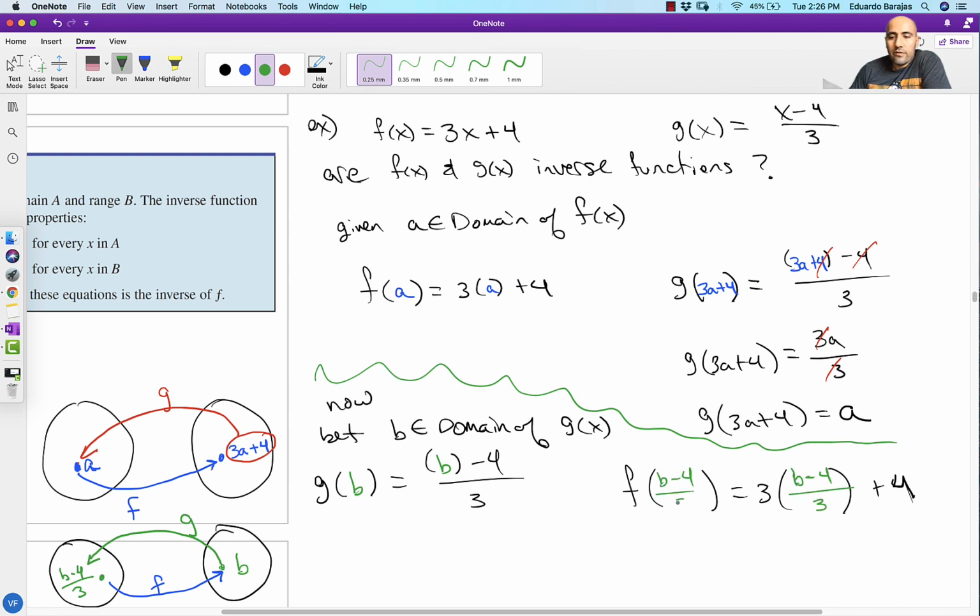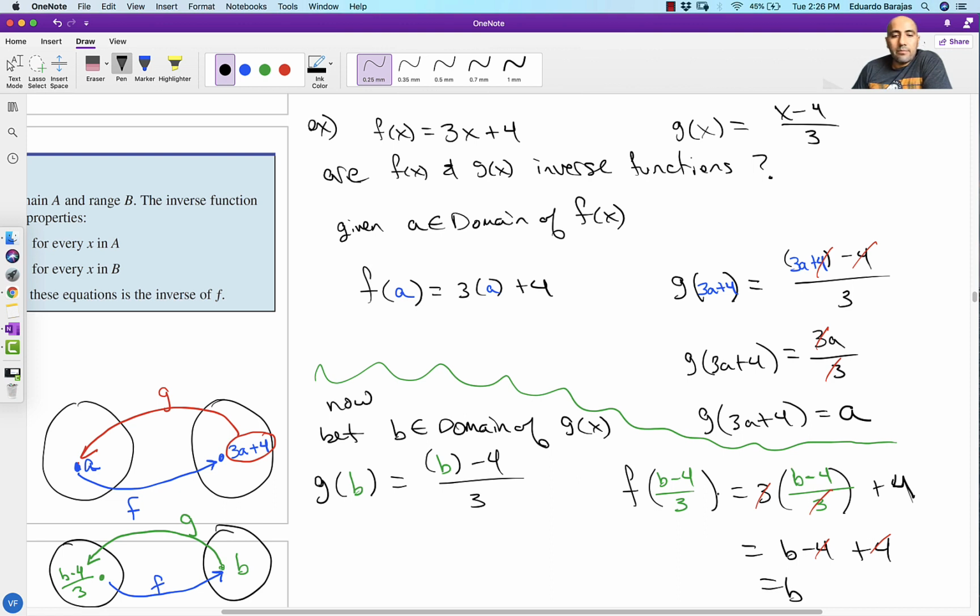b minus 4 divided by 3. And now the 3's cancel, and I'm left with b minus 4 plus 4, and now the 4's cancel, and I'm left back to b. This brings me back to b.